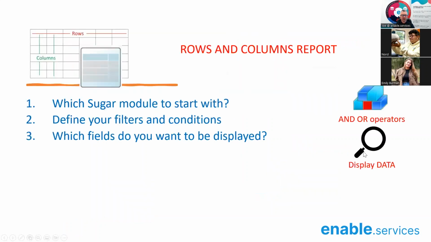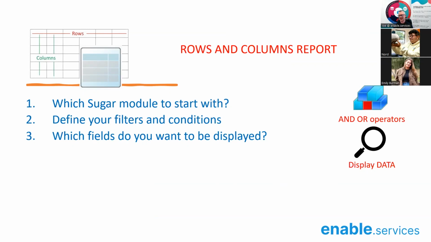Right. So the first report we're coming to is a rows and columns report. We're going to see the same kind of questions frequently. In this case, we've got: which Sugar module to start with, define your filters and conditions, and which fields do you want to be displayed. They are the three questions when we go for a rows and columns report. Very simple. Which module? If you're doing leads and you're doing a target list, you may want to start with the leads module.